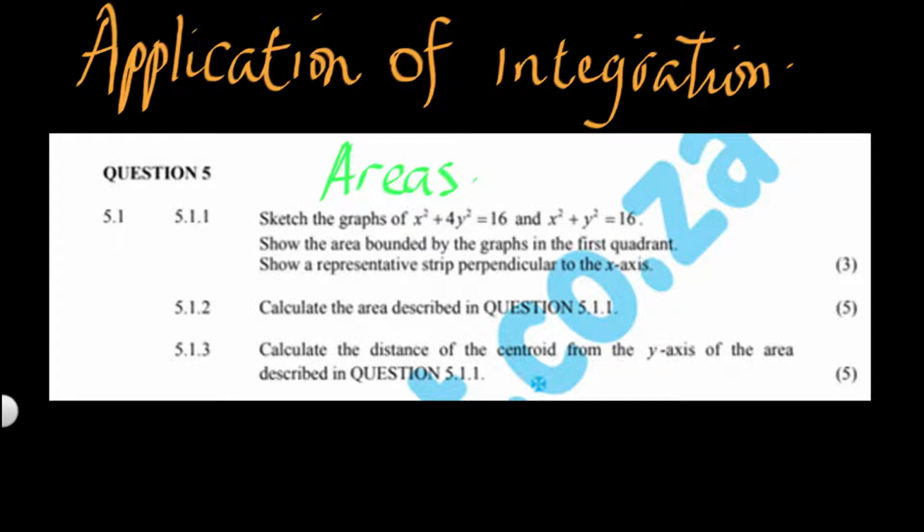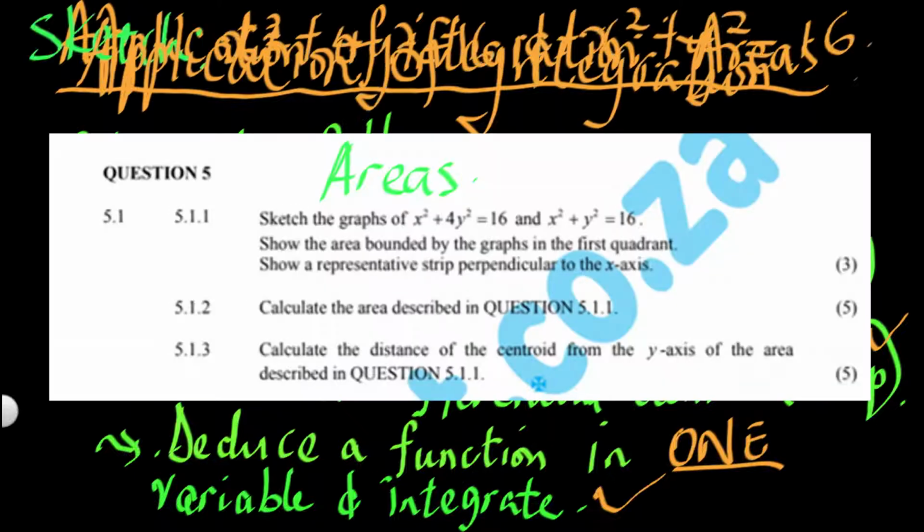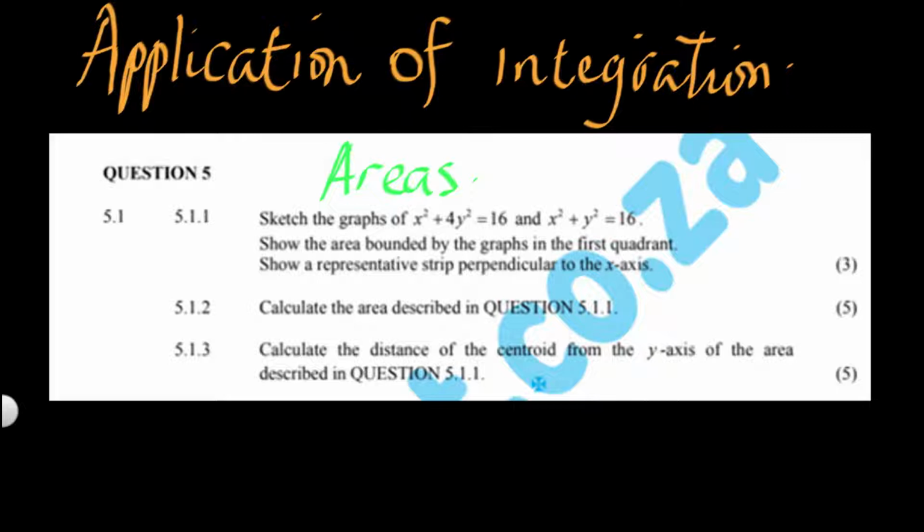Let me just do a recap of the steps that you should follow. First, you sketch the function accurately. If there are two graphs, whatever number of graphs, you sketch them. Then you identify the required area. Then you choose a differential element, which is this strip that we're talking about. And then after that, you deduce a function in one variable and do the integration. If we go back to our question, it is giving you all these steps. It's actually giving you a hint that you should follow these steps.